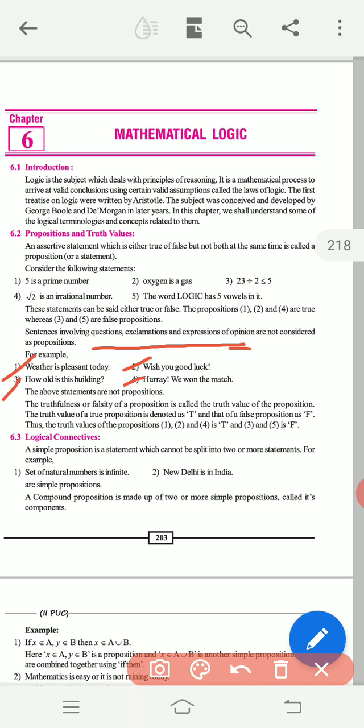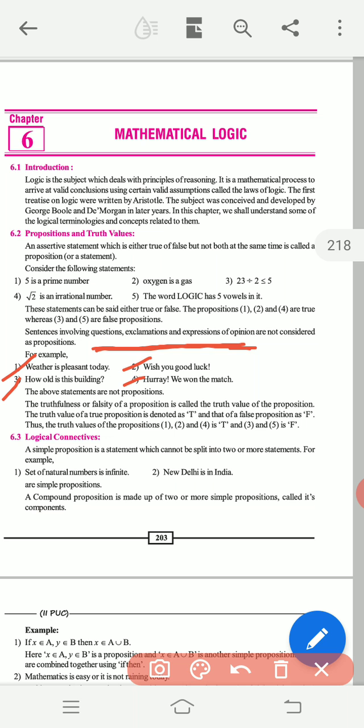First, you have to understand which is proposition and which one is not proposition. Proposition means it has either true or false but not both. Next, the sentences involving questions, exclamations and expressions of opinion are not considered as propositions. This is for some example. He is a doctor. He is a doctor means he refers to who? Therefore, he is a doctor is also not a proposition.